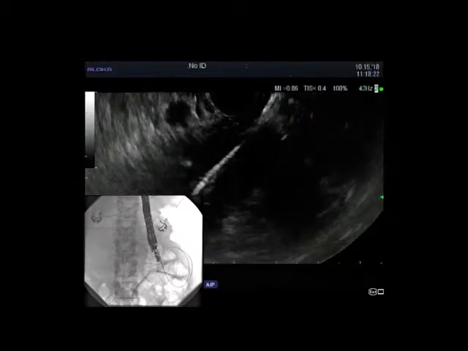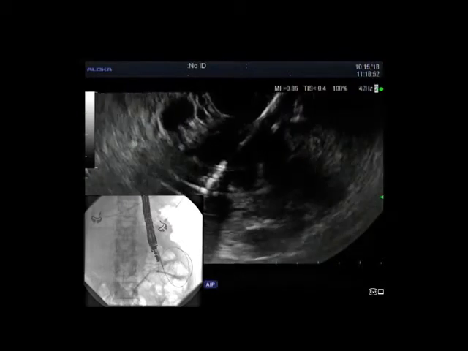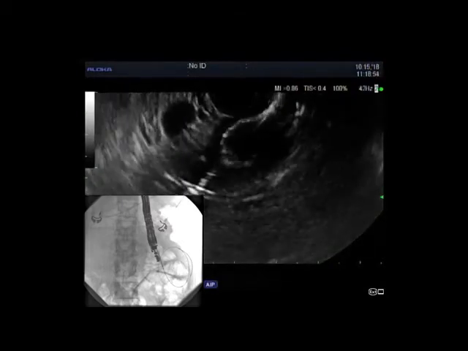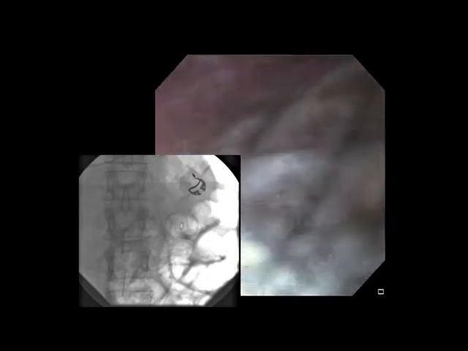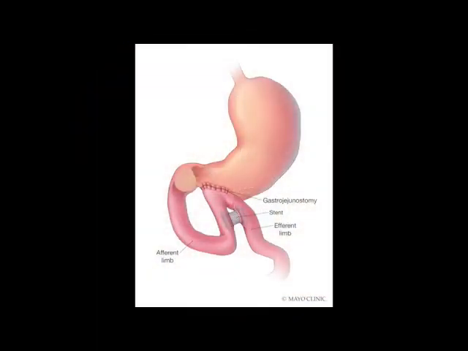A long stiff wire was inserted through the needle and into the afferent limb to secure access. A 15 mm diameter by 10 mm length lumen apposing metal stent was then advanced and placed with the flanges in close apposition to the walls of the bowel. Copious amounts of bile were seen extruding into the stomach. This is an illustration of the stent in place.